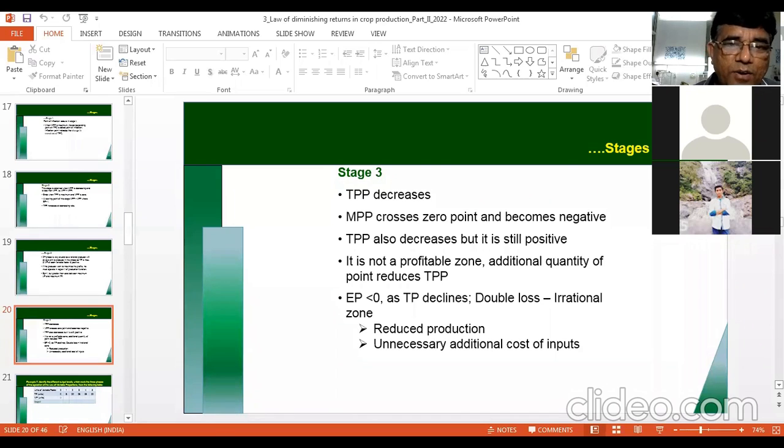Additional quantity of input reduces TP. EP is less than 0 as TP declines. Here it is double loss. Irrational zone, reduced production, your production is going down, and unnecessarily additional cost of input, which can create pollution also if it is fertilizer. So farmers are in double loss.